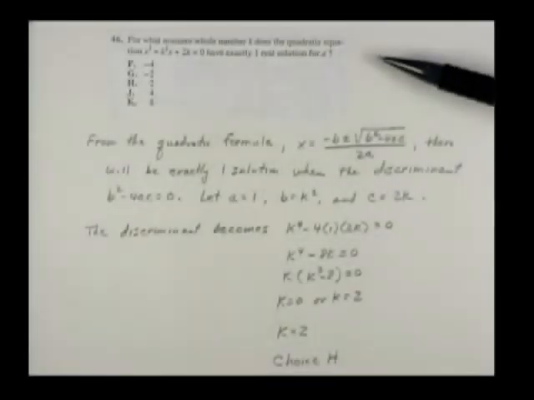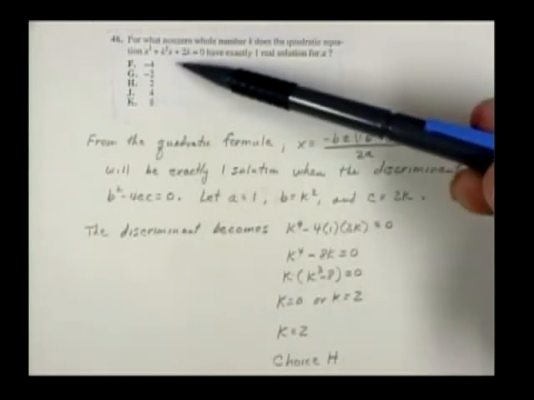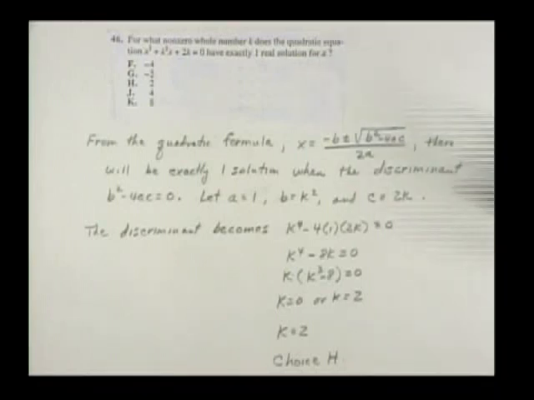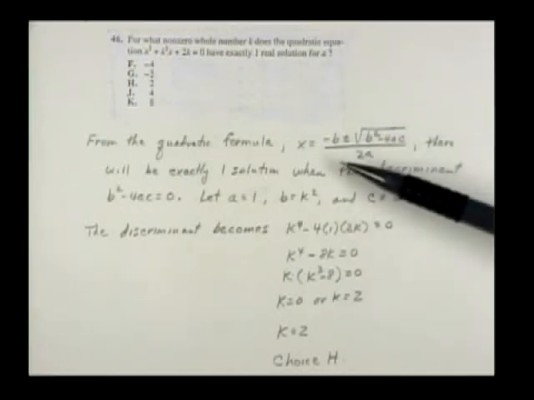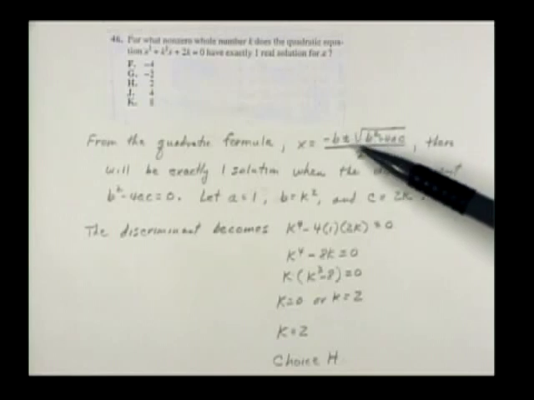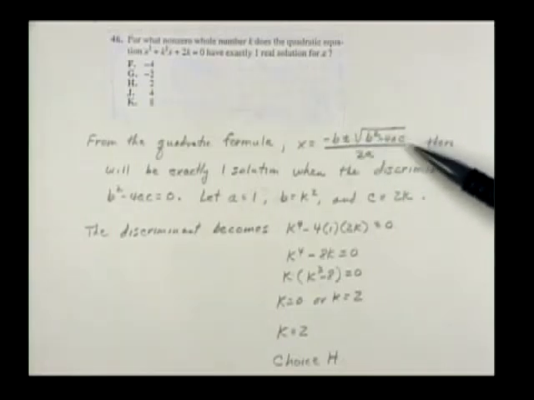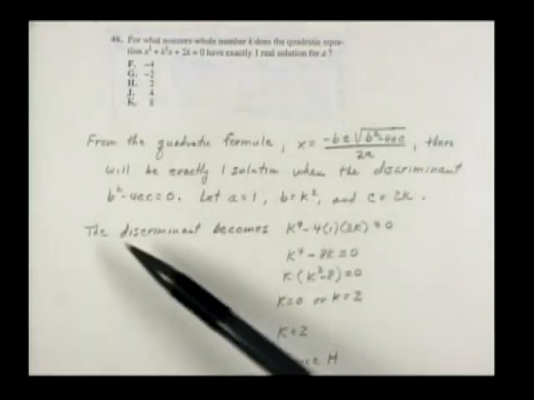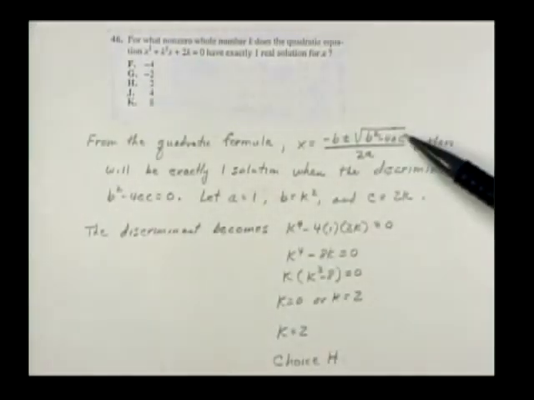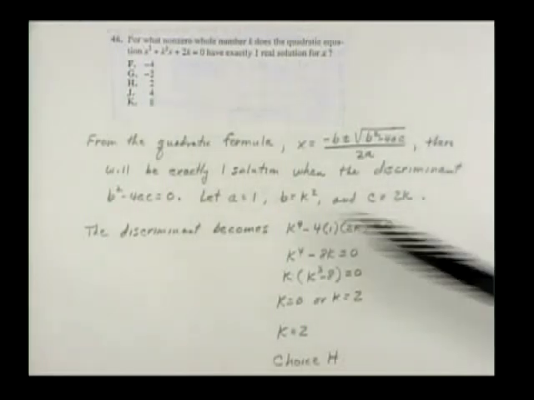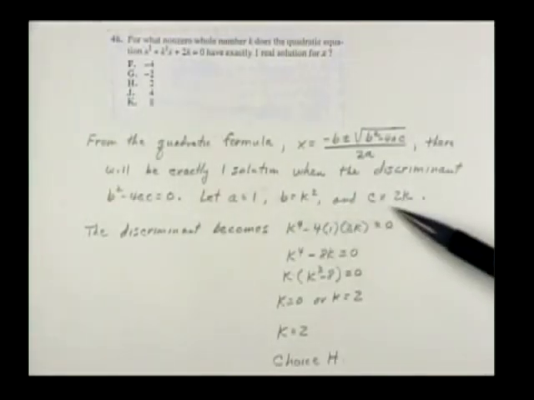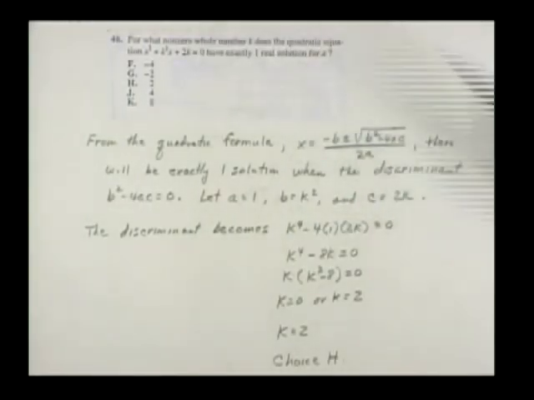For what non-zero whole number k does the quadratic equation x squared plus k squared x plus 2k equals 0 have exactly one real solution for x? From the quadratic formula, x equals negative b plus or minus the square root of b squared minus 4ac, all over 2a, there will be exactly one solution when the discriminant, b squared minus 4ac, that's this part, is equal to 0. Let a be 1, b be k squared, and c be 2k from the original equation up above.